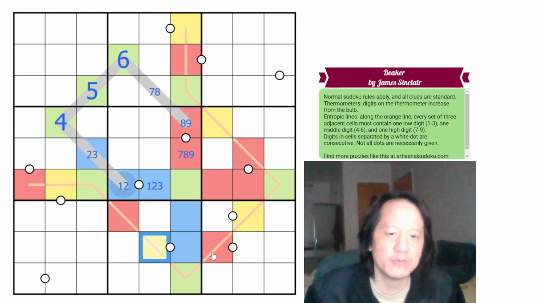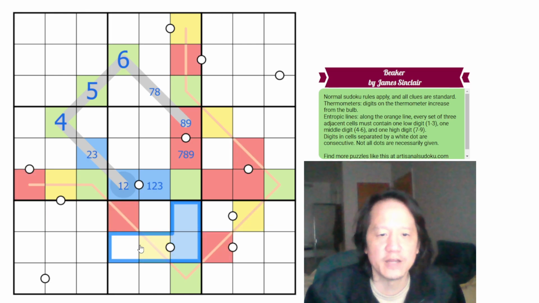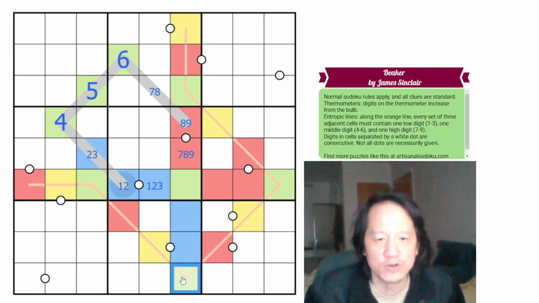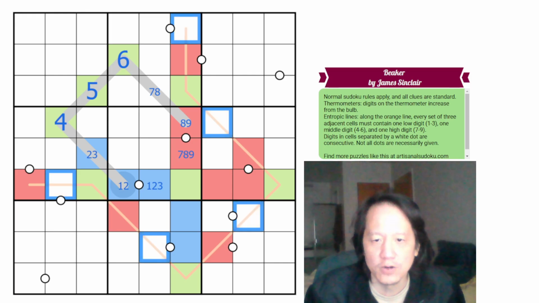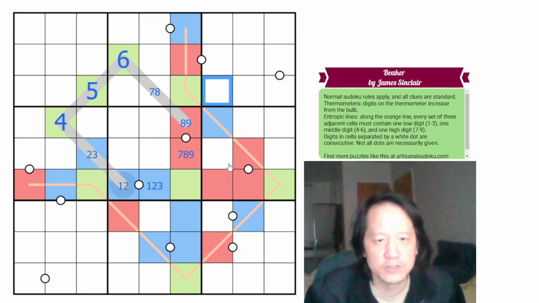And you could use similar logic here to deduce that, because you know that the lows have to be next to only lows or middle cells, but the problem is we've already defined the middle cells, therefore the yellow has to be low. So these are all low.